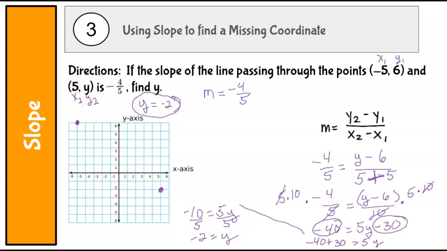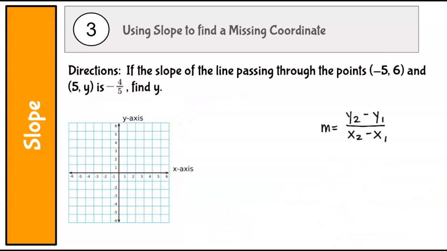So just to check and make sure we're doing this right, the slope of this line should be -4/5. So 1, 2, 3, 4. It has a rise of 4, so my vertical change is 4, and then 1, 2, 3, 4, 5 over. How about that? I got it right because I landed on that point.